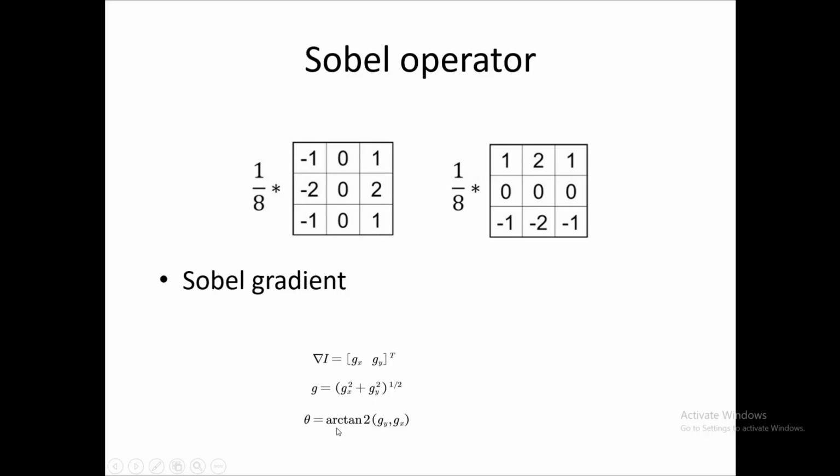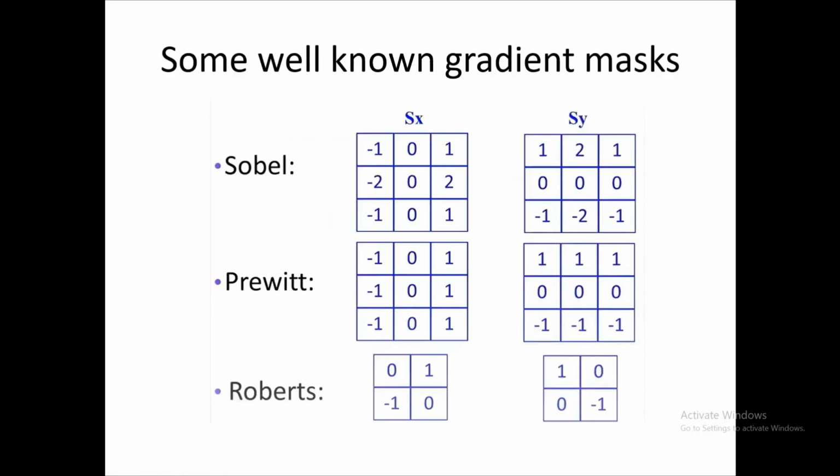angle of this gradient. And there are some well-known gradient masks like Sobel, Prewitt and Roberts. In case of Sobel, this gives importance to the center pixel, and in case of Prewitt, it considers all the pixels equally, without giving preference to any specific pixel. And in case of Roberts, it considers the diagonal pixels. So these are the different types of operators or gradient masks used to detect edges.